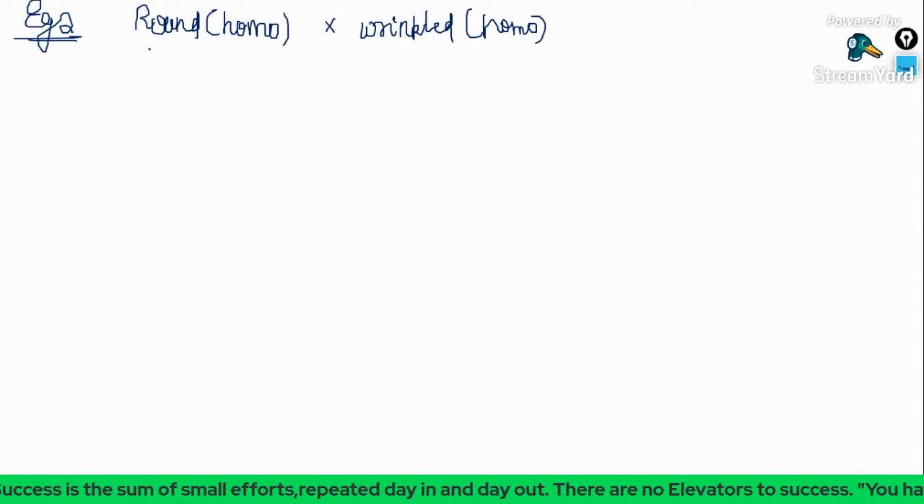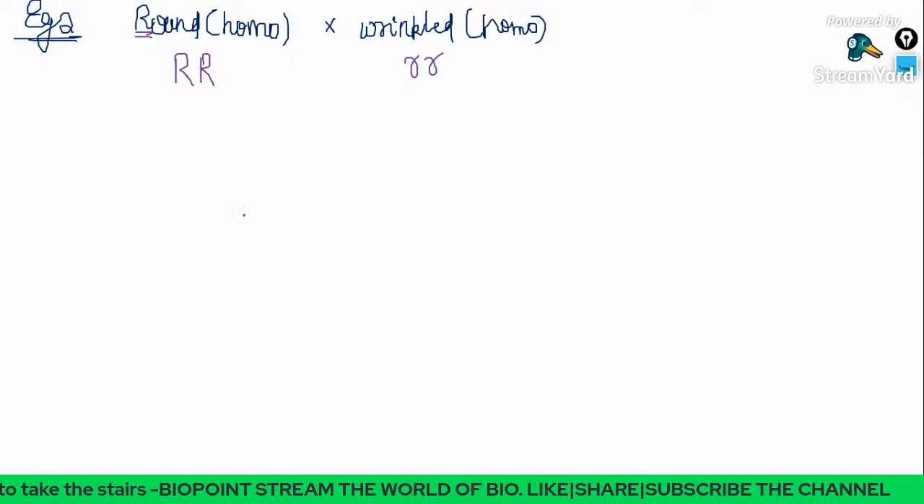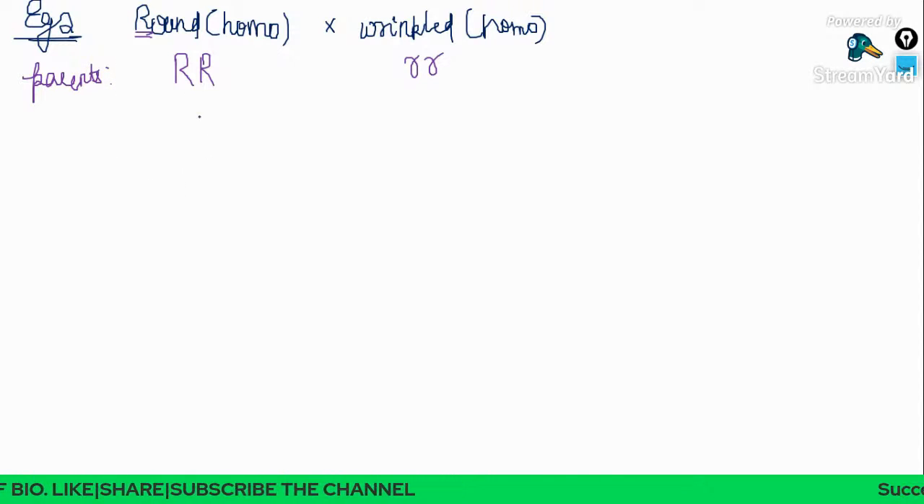Guys, round is indicated with the letter capital R, right? So homozygous round means capital R, capital R. Wrinkled is the recessive trait, so small r, small r. These are the parents.